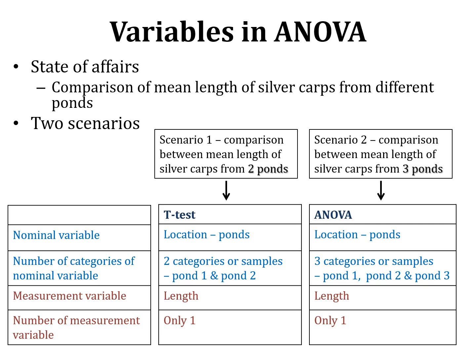Then in scenario 2, which is of ANOVA, because we have more than two samples, the nominal variable in this case is location, which are ponds. And how many categories of the nominal variable do we have? We have three categories or samples, pond 1, pond 2, and pond 3. And how many measurement variables do we have? We have only one, which is length, right?